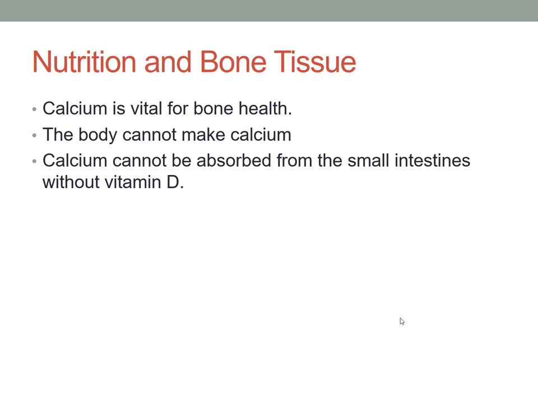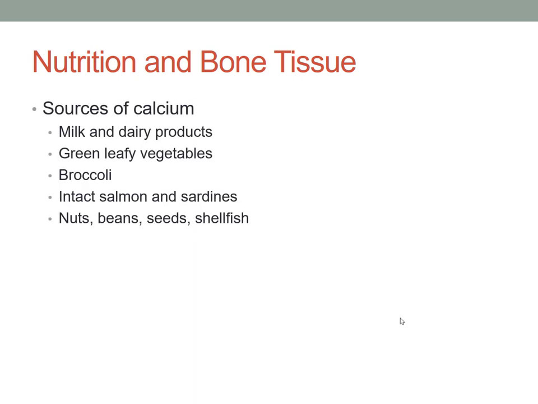And vitamin D is formed from being in sunlight. So again, being in sunlight to produce vitamin D to help assist with absorbing that calcium is very important. Sources of calcium include milk and dairy products, green leafy vegetables, broccoli, salmon and sardines with bones intact, also nuts, beans, seeds, and shellfish.